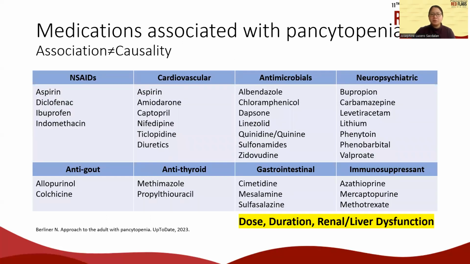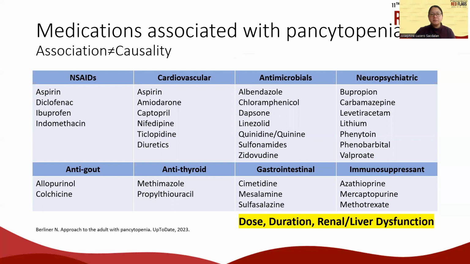Some of the medications reported to be associated with pancytopenia are now shown on the screen, but it's important to remember that association does not prove causality, and I also have not included chemotherapy medications where myelosuppression is anticipated. As you can see from the table, many medications have been reported, including aspirin, ibuprofen, captopril, diuretics, albendazole, sulfonamides, HIV medications, anti-seizure and antipsychotics, gout and thyroid medications, and immunosuppressants.